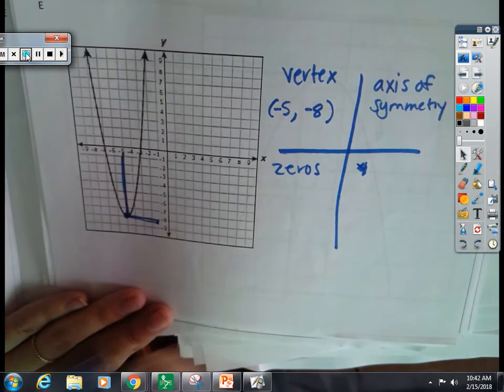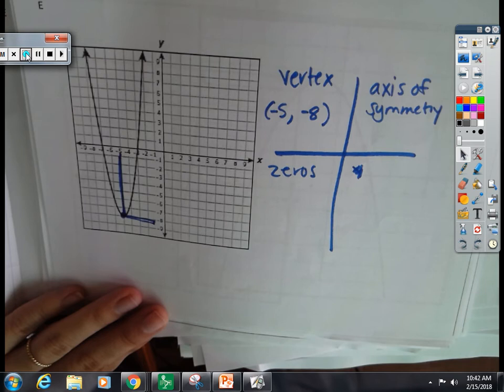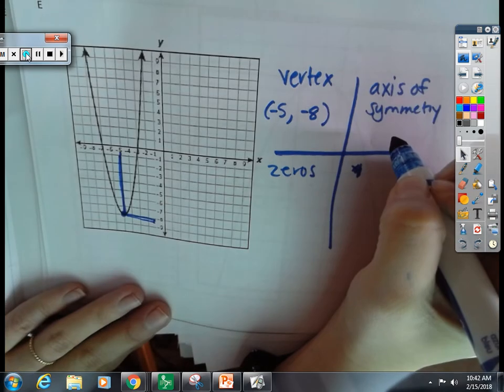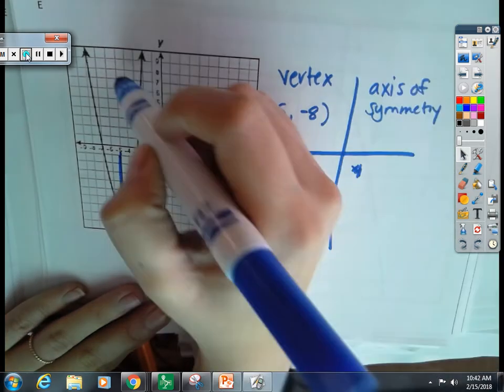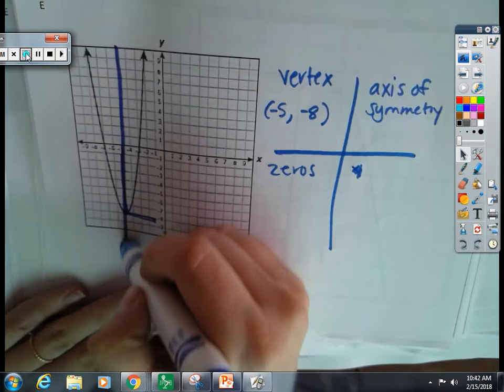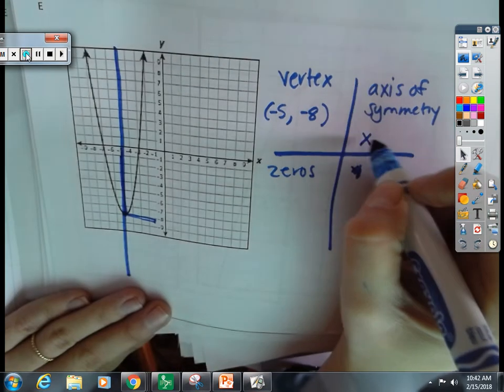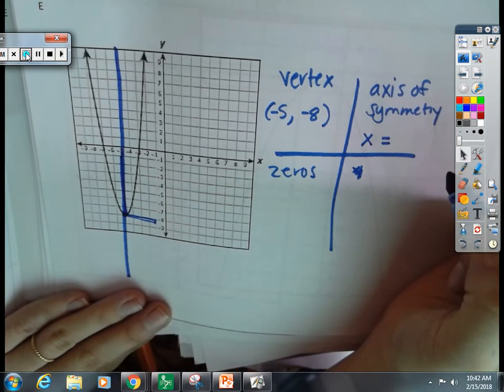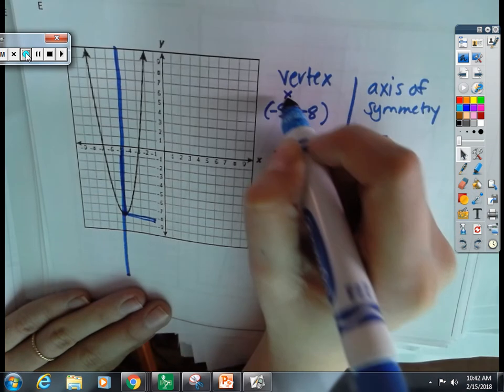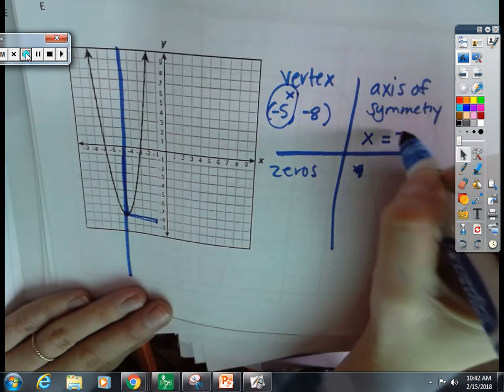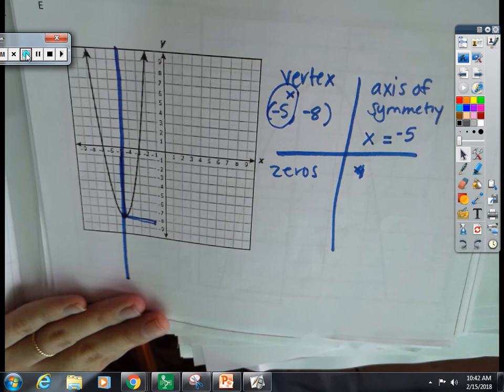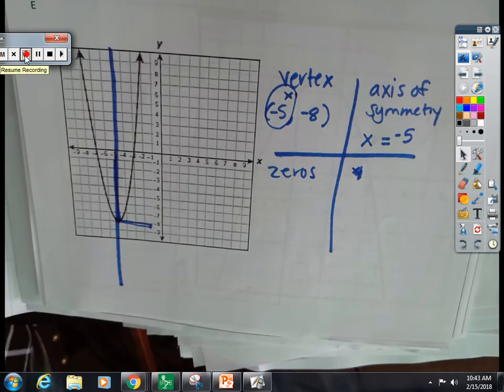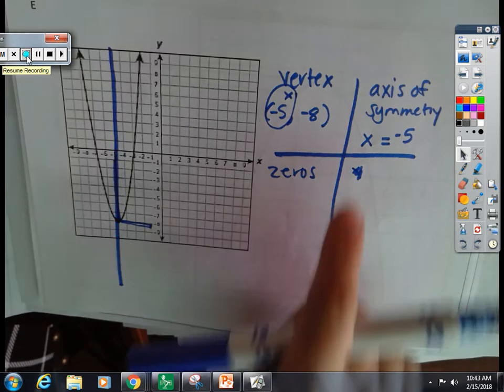Now, remember, for the axis of symmetry, it's a line that goes up and down like this. And so we write x equals. So what's the x here? The x is negative 5. So it's going to be whatever x is here, so you write x equals whatever the x was here.